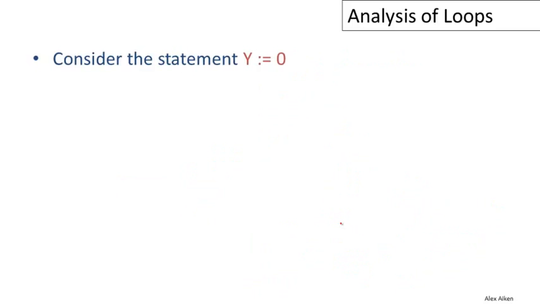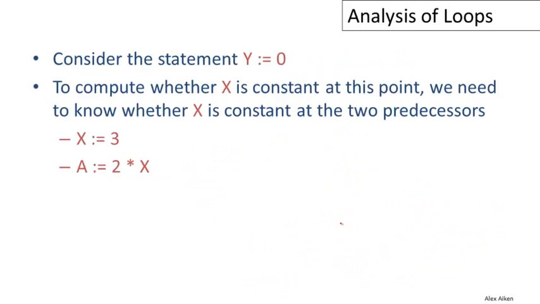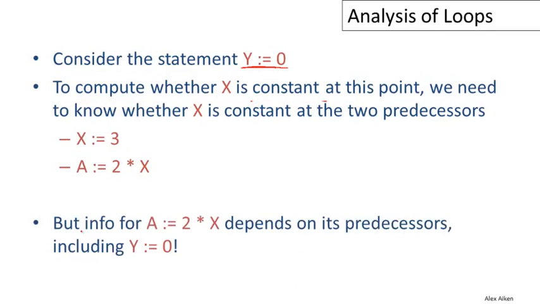So to be more precise, looking at that particular statement again, in order to compute whether x is constant at the point right before the statement y equals 0, we need to know whether x is constant at the two predecessors, and that information depends on its predecessors, which include y equals 0. So this is the conundrum. How are we to solve this recursive problem?